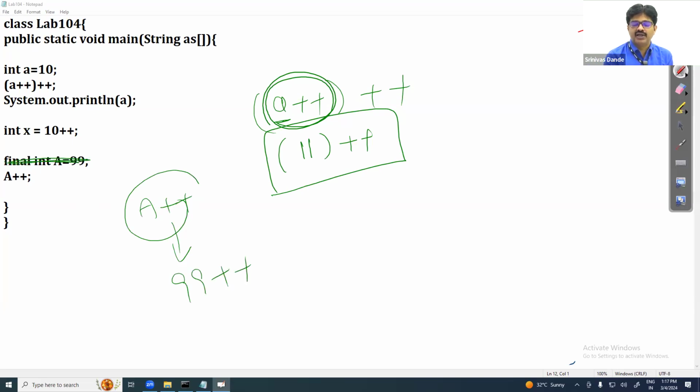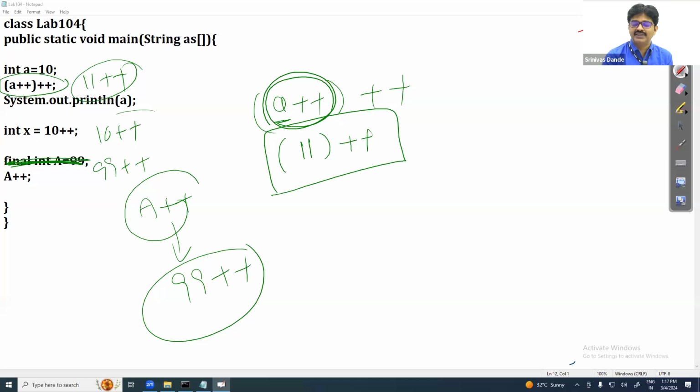And then this variable declaration will be removed. 99 plus plus is not allowed, right? 10 plus plus is not allowed. This is converted to 11 plus plus, not allowed. All have the same mistake. In a different way, same mistake.